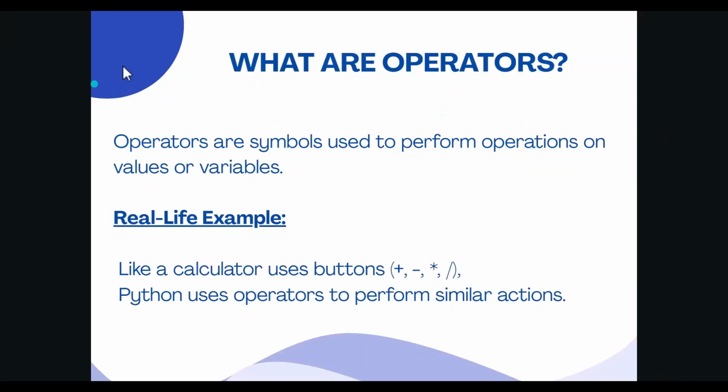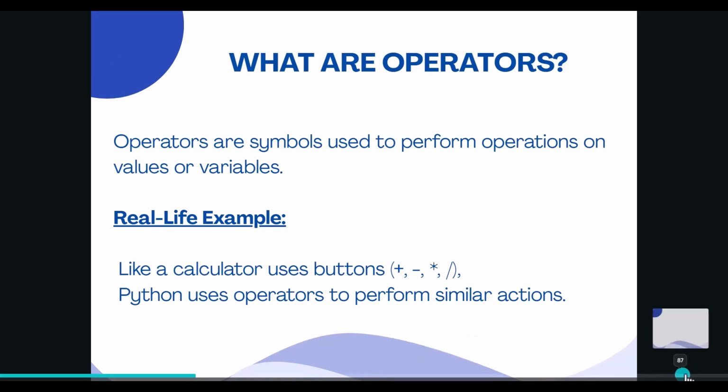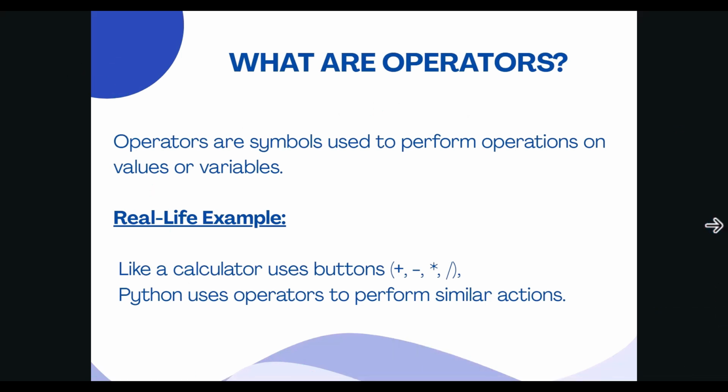Operators. Operators are like tools that help Python to work on numbers or values. For example, just like we press the addition button on a calculator to add numbers, we use the plus symbol in Python to add two values. So, Python uses symbols like addition, subtraction, multiplication, etc. to perform tasks in a program.